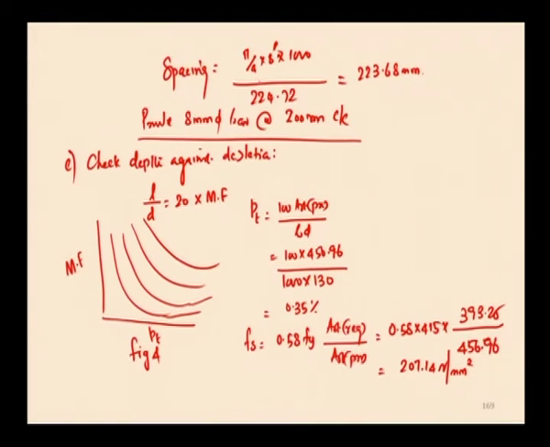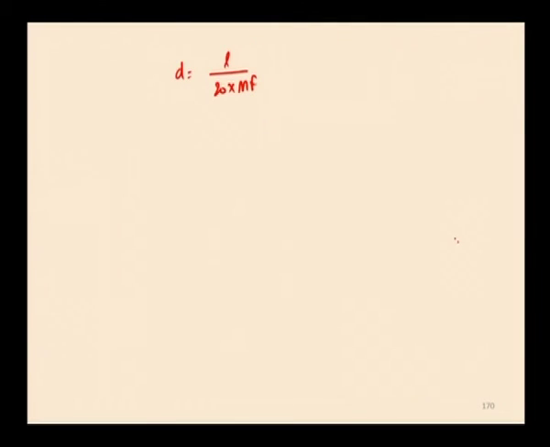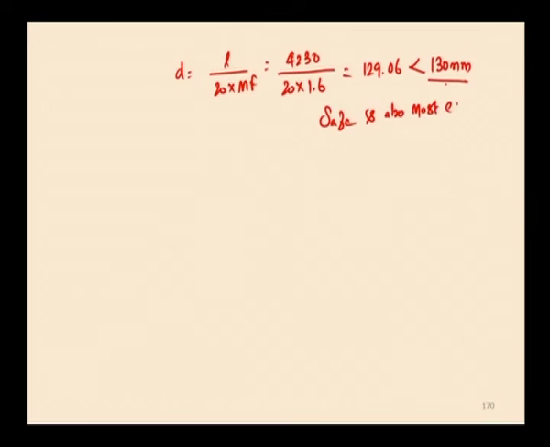Now, d is equal to L by 20 into the modification factor. By using these two values and referring to figure 4, the modification factor here is 1.6. Now, L is 4230 divided by 20 into 1.6, that is equal to 129.06, which is less than 130 mm. This depth of section is safe against deflection, and also this depth is most economical.